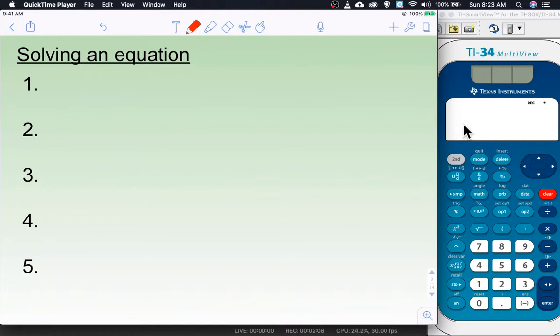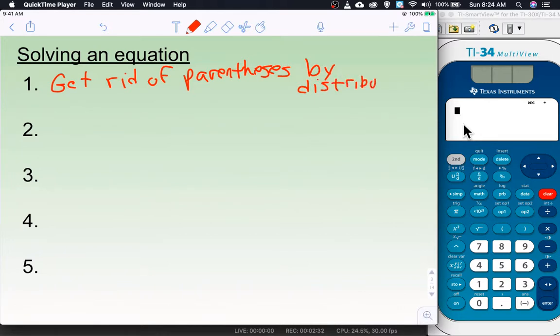Those first 4 are all going to be the same. So step 1 is we get rid of parentheses using the distributive property. Get rid of parentheses by distributing. Our second step is going to be we combine like terms on each side of the equal sign.